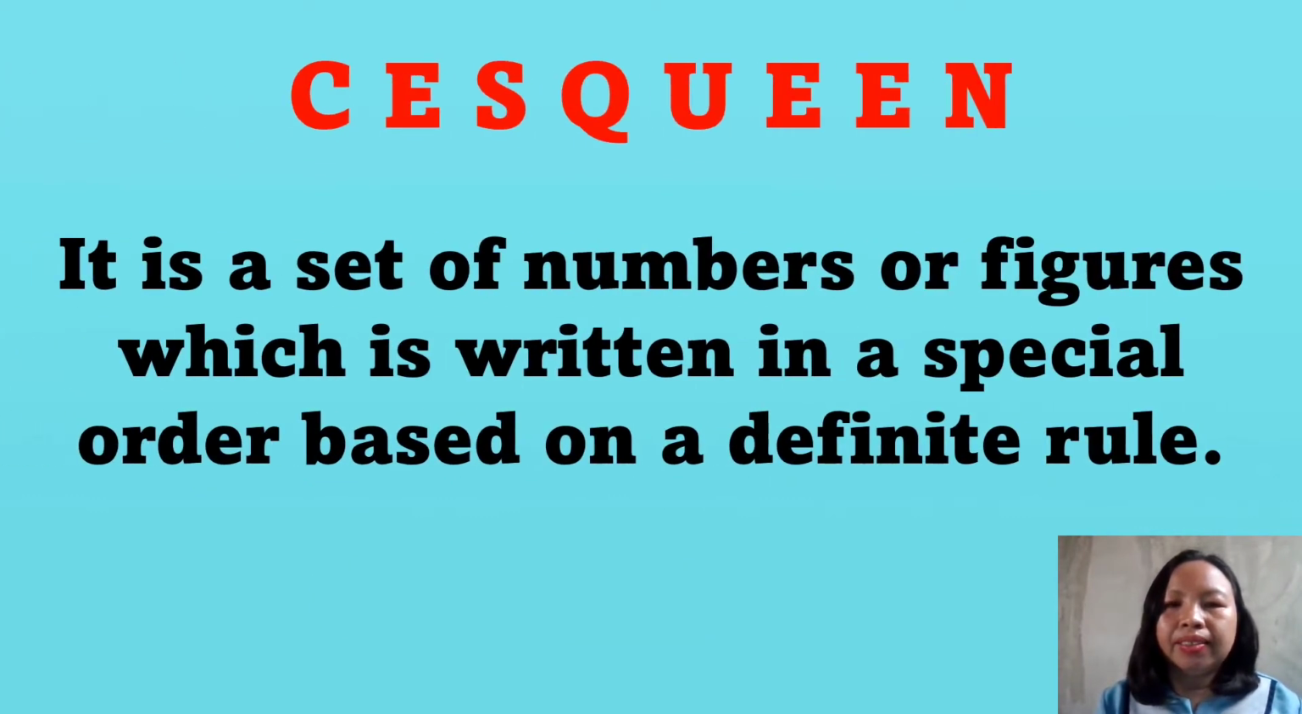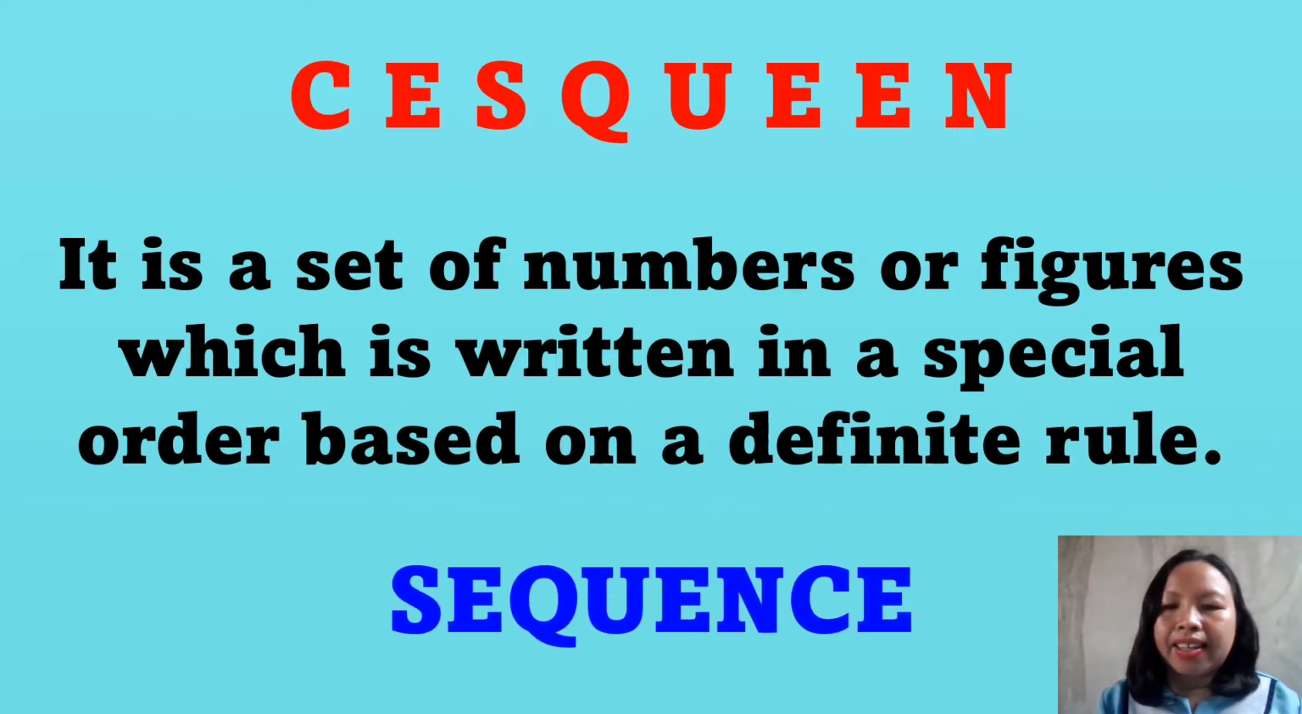The next one. It is a set of numbers or figures which is written in a special order based on a definite rule. Correct. The answer is sequence.